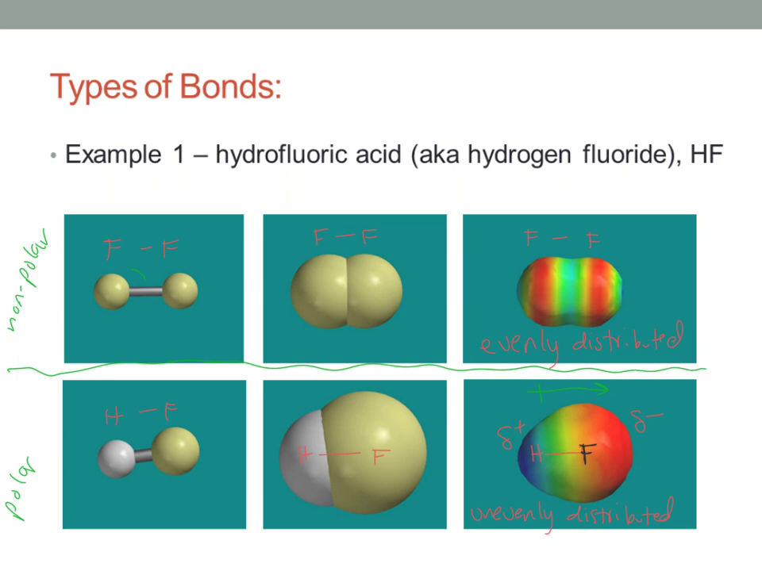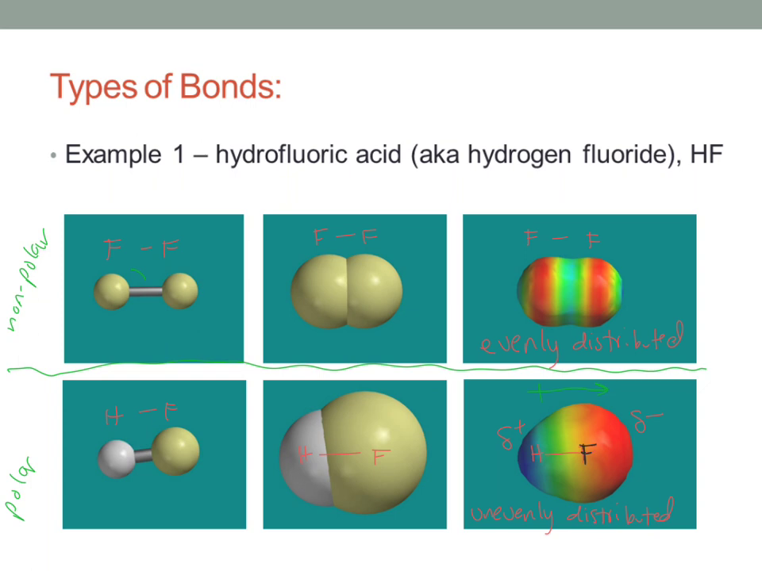In both cases, you share electrons. In both cases, you have a line between the two atoms, but in nonpolar, they're of almost the same electronegativity or the same electronegativity, so you have an equal sharing. Versus with polar, they have a difference in electronegativity. So in our case, the F is more electronegative than the hydrogen.